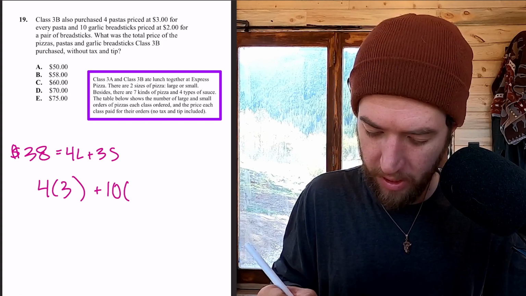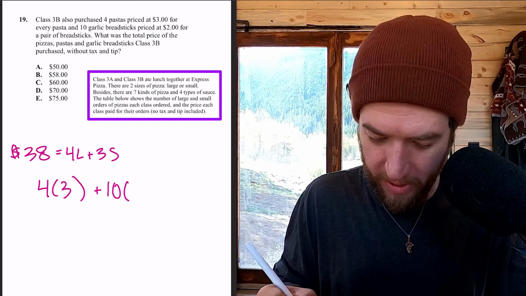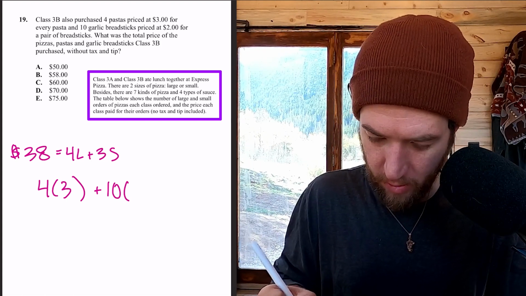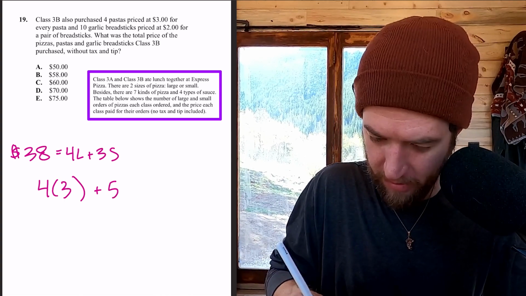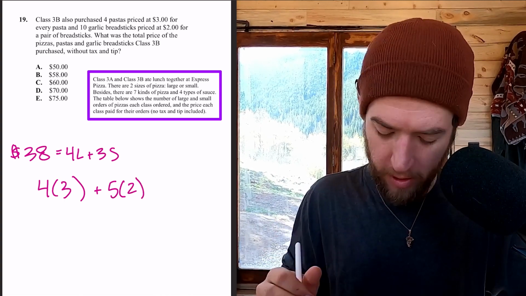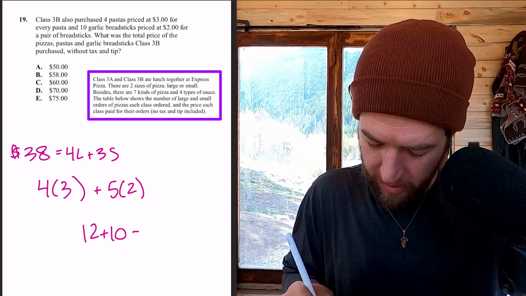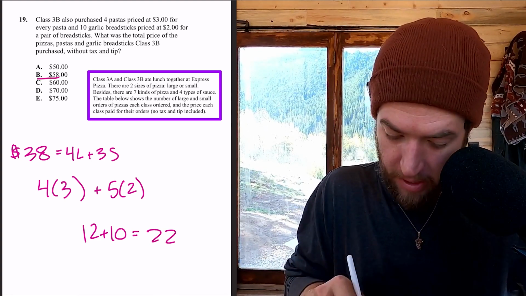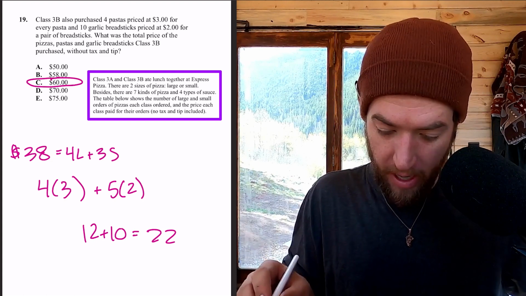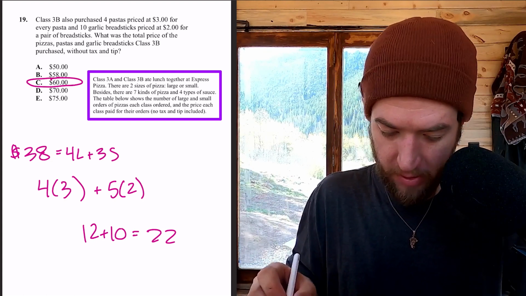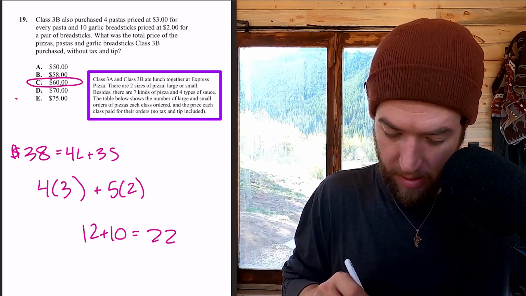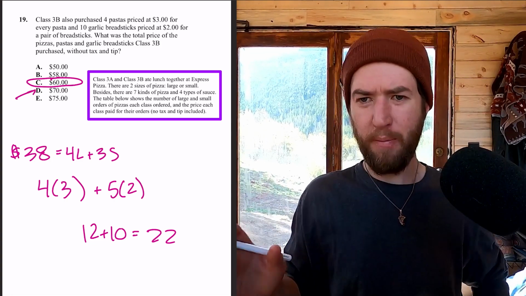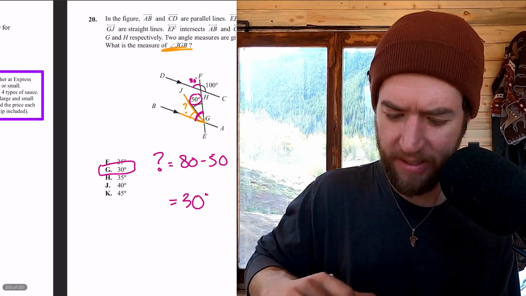Are they really trying to confuse us by saying a pair of breadsticks? So we really only got 5 pairs of breadsticks? I don't know. Let's see if it works out. So 12 plus 10 is 22 plus the 38 is $48.58, $60. However, I do think they are kind of trying to confuse us with it could potentially be D. That pair of breadsticks, that is devious.